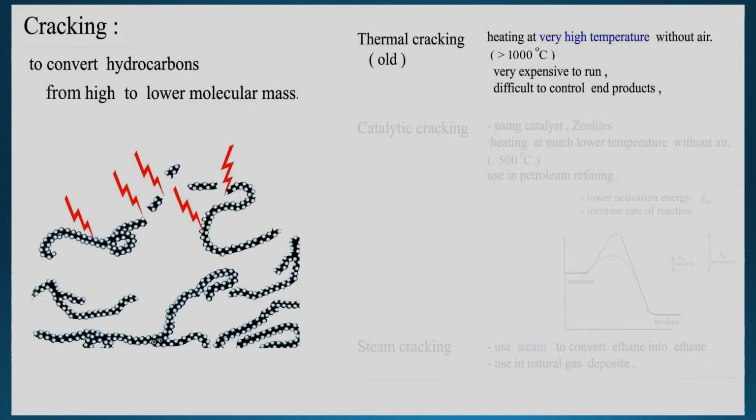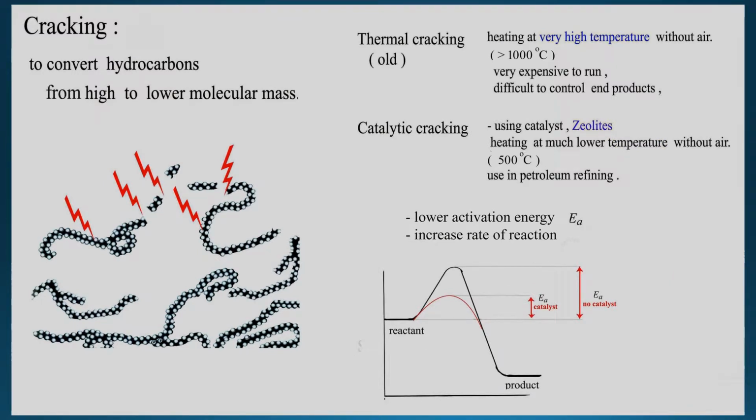Copper's melting point is around 800. Iron's melting point is about 1200. So it is 1000 degrees and you're heating crude oil. Crude oil is very flammable, so this process has a lot of danger in it.